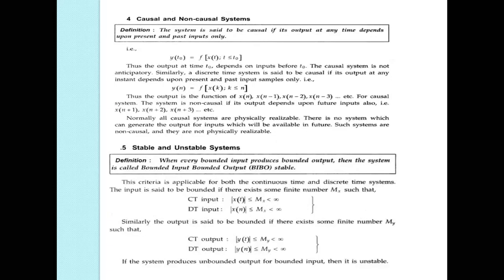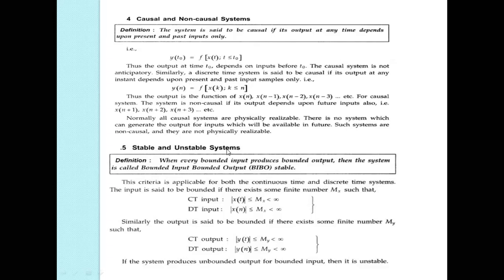Causal and non-causal system. A system is said to be causal if its output at any time depends upon the present and the past inputs. If it depends upon the future inputs also, like x of n plus 1, n plus 2, then that system is a non-causal system. Next, the fifth one, stable and unstable system. For every bounded input, there is a bounded output, then the system is called a bounded input, bounded output stable system.